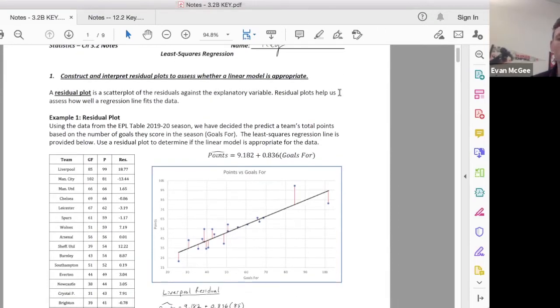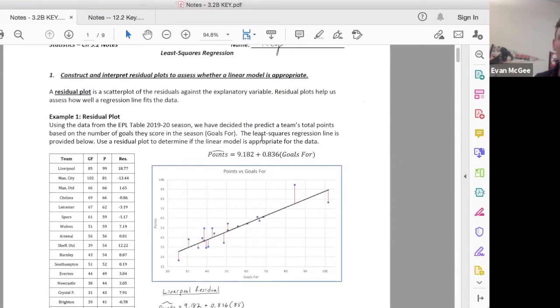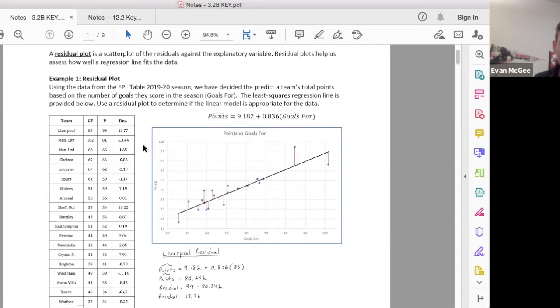So the first thing I want to look at is just what a scatter plot is. A scatter plot is the relationship between two quantitative variables. The one that we're going to look at here is the data from the 2019-2020 English Premier League season. So it's the team, the number of goals they scored, or goals for, and then it's the total number of points that the team received in the whole season.